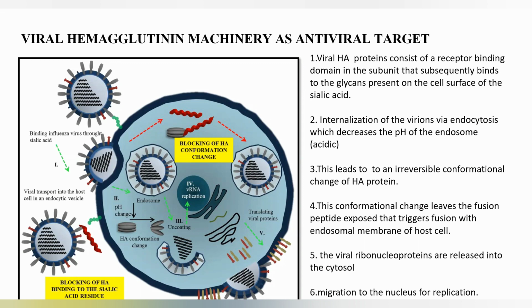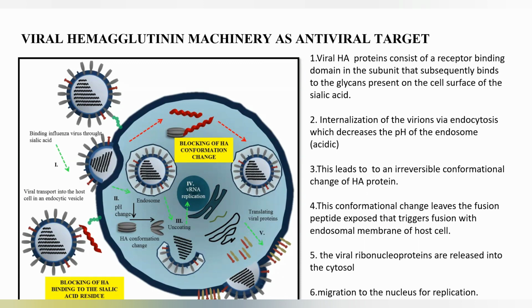This leads to a decrease of pH, which means the entire environment becomes acidic inside the endosome. This is the turning point, or the climax, which leads to the subsequent effects caused by the virions and the final replication, because this acidic environment could lead to the irreversible conformational change of the HA protein.